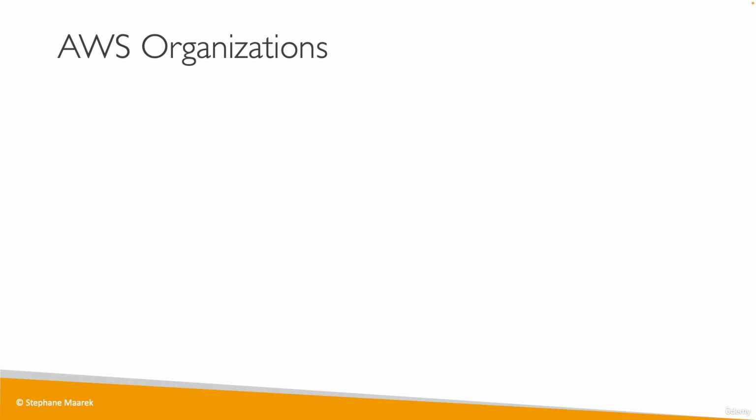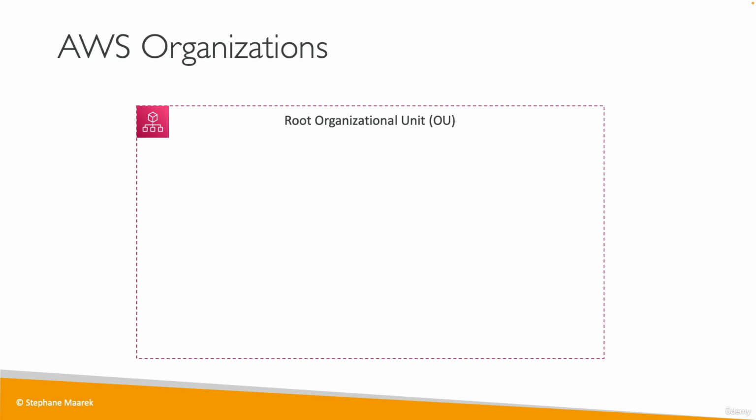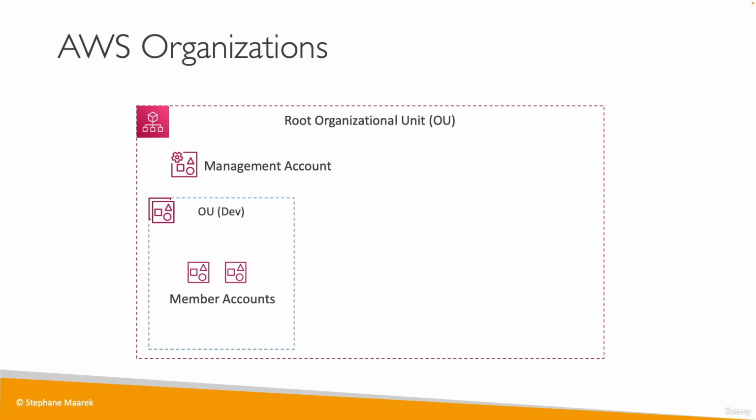Okay, so let's talk about AWS Organizations, which is a way for you to manage multiple AWS accounts at once. Within Organizations, we have at the top the root organizational unit, or OU, and it will contain our management account, which is the account that will be used for all administration purposes. Then within the root OU, you can have different OUs. You can have an OU for your development environment, and this OU can have multiple member accounts.